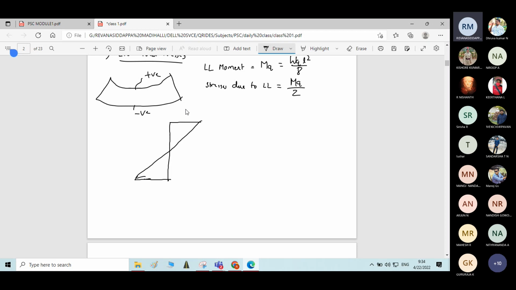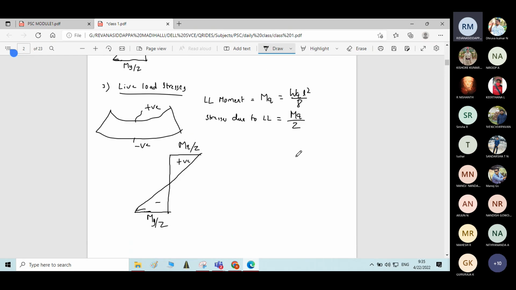Okay, so here MQ by Z, MG by Z. Here it is positive and negative. Okay, and coming to this Z, it is the section modulus.